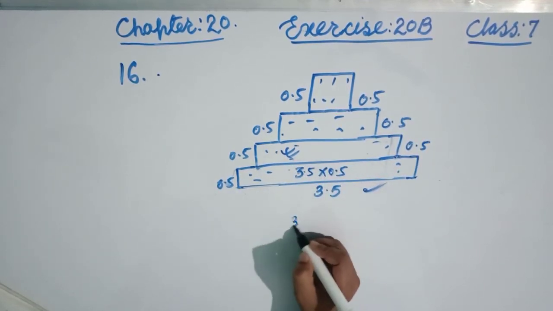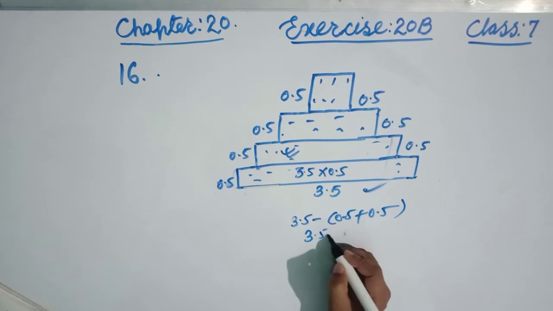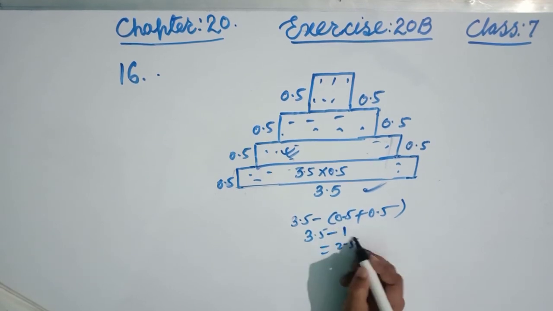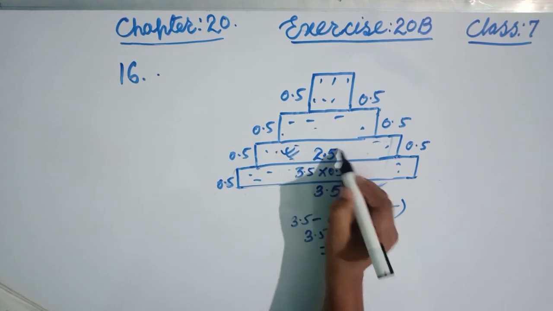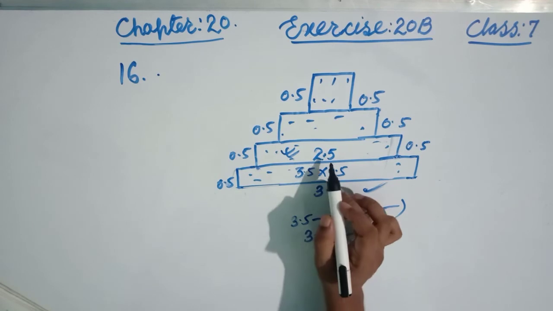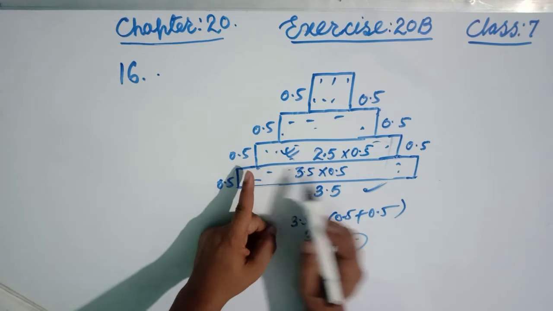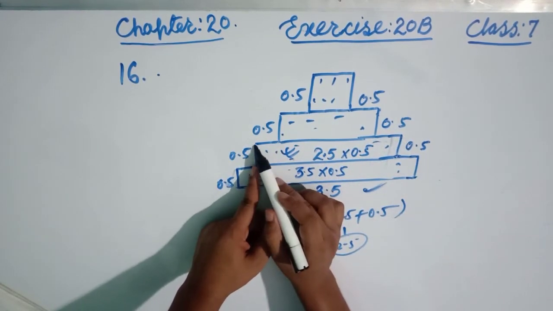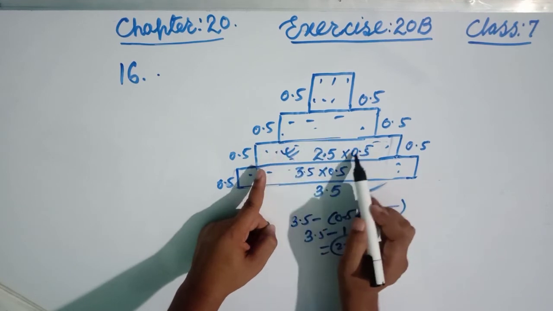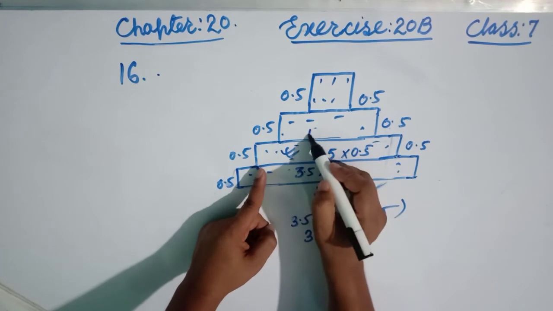That means 3.5 minus 0.5 plus 0.5. It becomes 3.5 minus 1. This is 2.5, so here the length is 2.5. Then, friends, the area is this length multiplied by this breadth. Similarly, friends, this length is 2.5. Now see, here 0.5, here also 0.5. Then we want this length, friends. So 2.5 minus 0.5 minus 0.5 becomes 1.5.